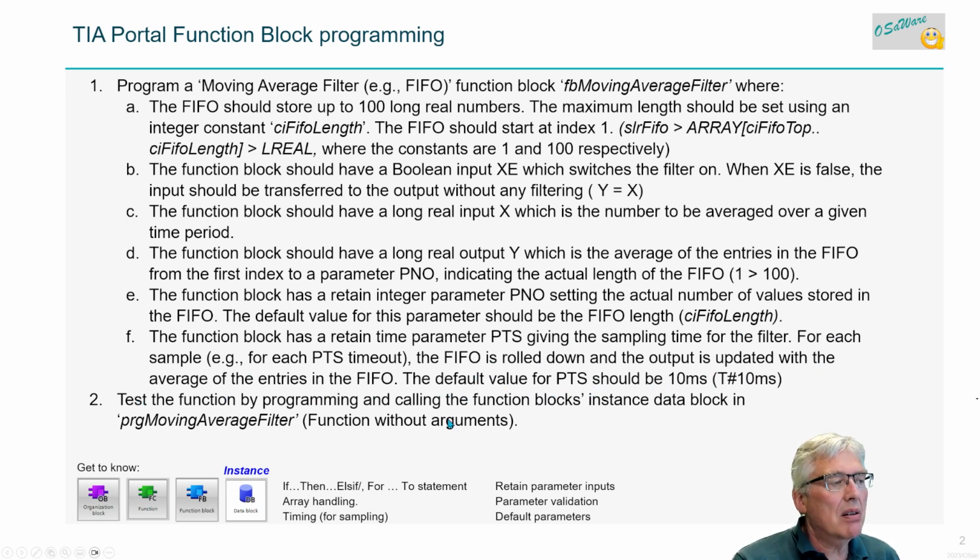Test the function, like so. What we get to know is always this OB, a function. We make the call, a function block, an instance data block. We need if, then, else if, for, to statement, array handling, timing for sampling, retain parameters, parameter validation, this pno, which can be less than 1 and greater than 100. We have to make sure that it is in this array. And then it's these default parameters, this one, how to do this.